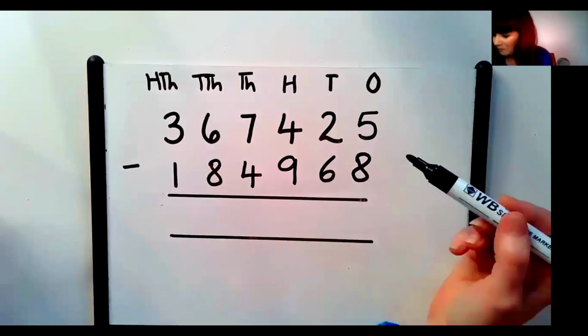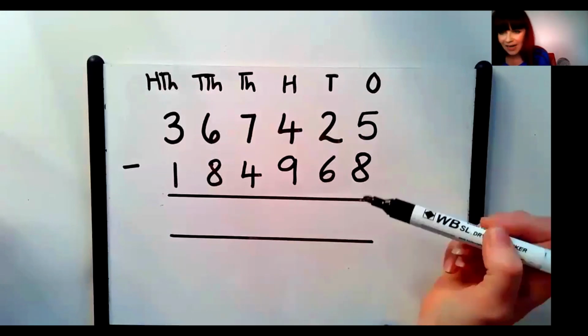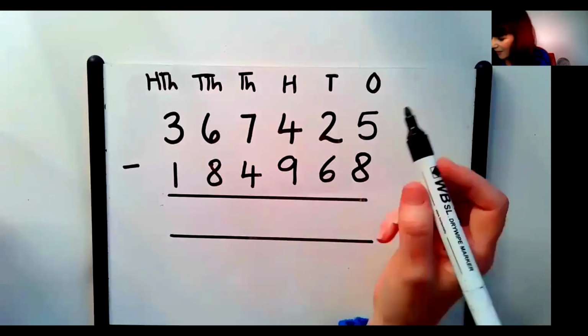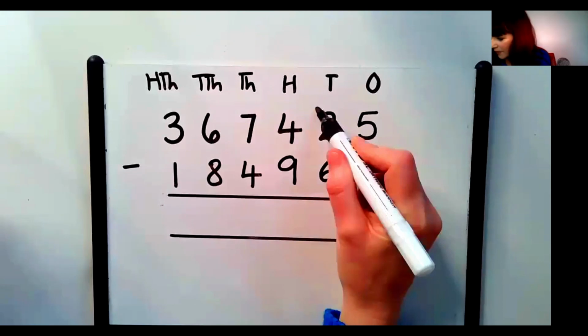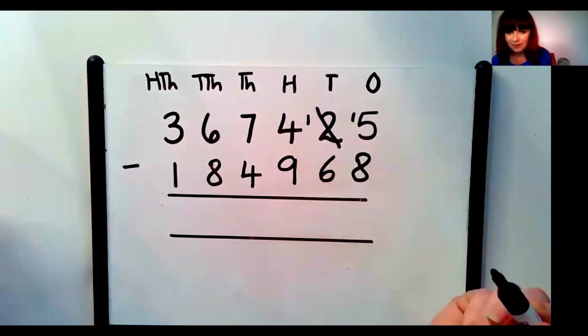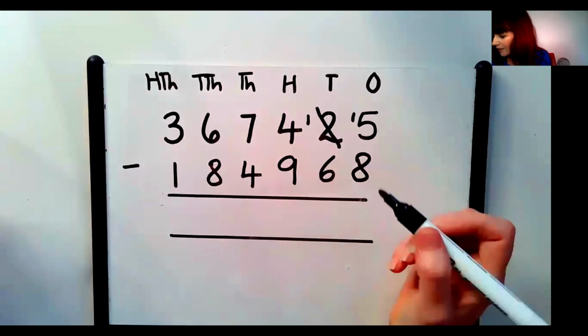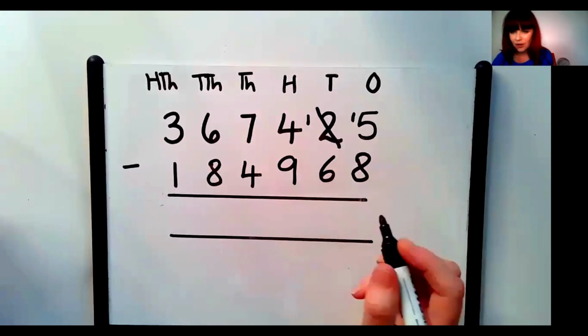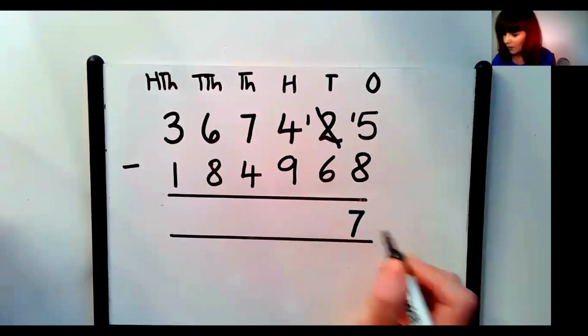Starting with my ones column. I've got 5 ones and I need to subtract 8 ones. That's going to give us a negative number. So I exchange one of those 10s for 10 ones. I've got 15 ones, subtract 8 ones. How many ones have I got remaining? I have 7 ones remaining.